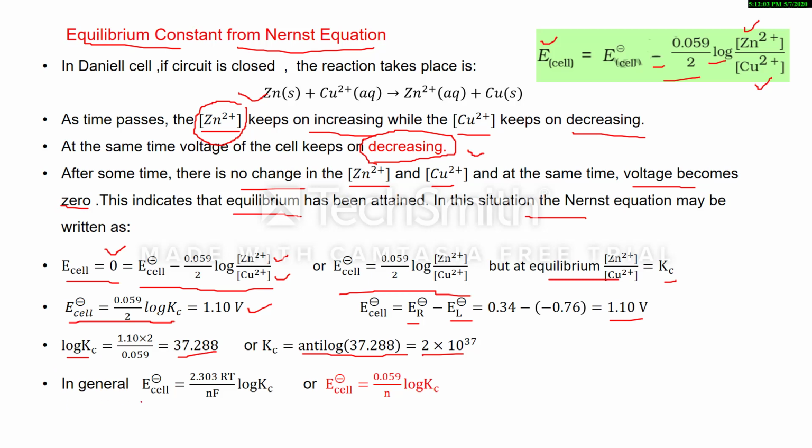Clear? Now in general, if we have any galvanic cell, then we can write this relationship: E standard cell is equal to 2.303 RT divided by nF log Kc. If we put the value of R, temperature as 298 Kelvin and F as 96,487, then we will get this. Remember this formula. It will be useful for calculations, to find the value of the equilibrium constant if E standard cell is given to us.